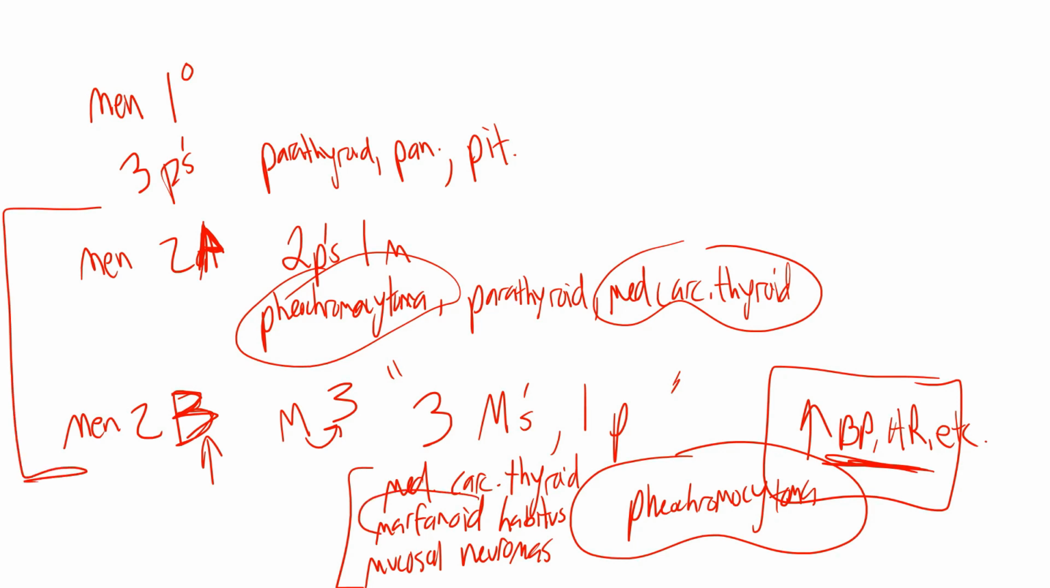And then marfanoid, that's unique only to MEN 2B. So if they have marfanoid mixed with all this stuff, you know right away they're talking about MEN 2B. Mucosal neuromas is also unique to only MEN 2B. And then the medullary carcinoma of the thyroid would just be a carcinoma of the thyroid. So think of how you would present with a medullary carcinoma of the thyroid, dealing with calcitonin, and alterations in thyroid hormones is also possible.